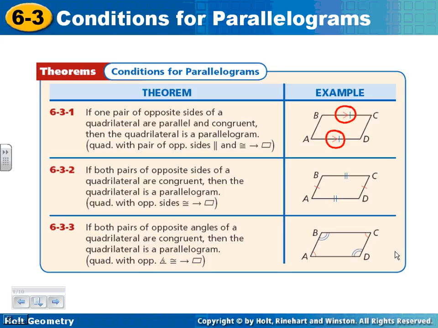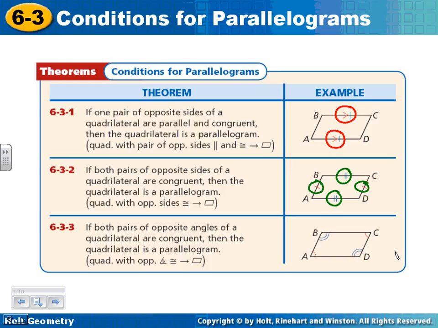The second one, 6.3.2, reads, if both pairs of opposite sides of a quadrilateral are congruent, in other words, the left and right are congruent, and the top and bottom, then it's a parallelogram. Notice, left and right have 1 tick mark, top and bottom have 2 tick marks. That means it's a parallelogram.